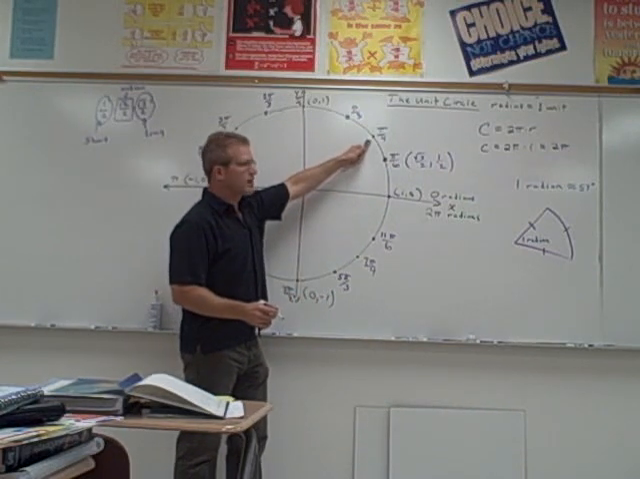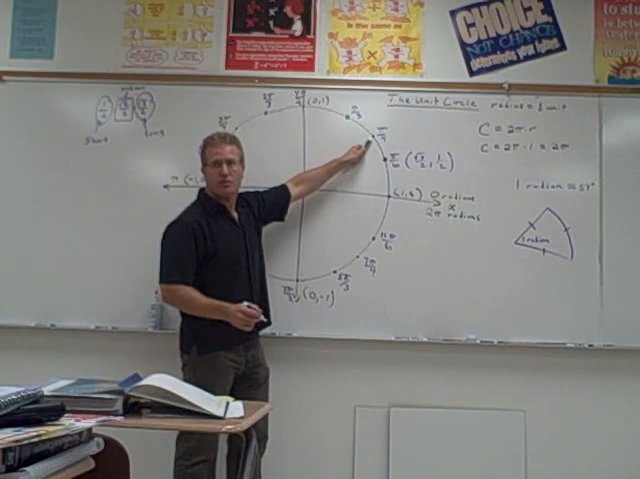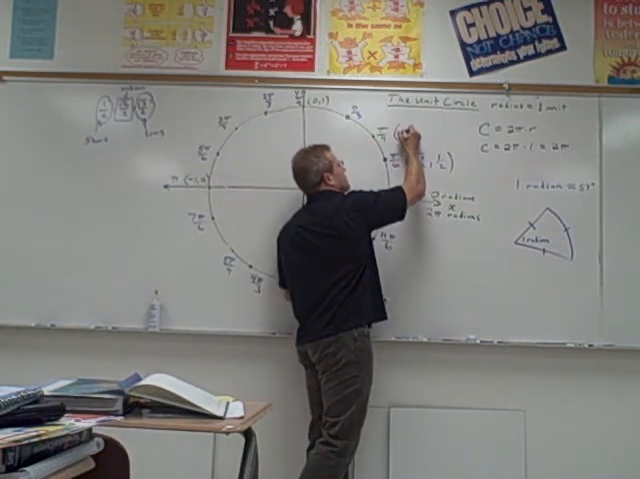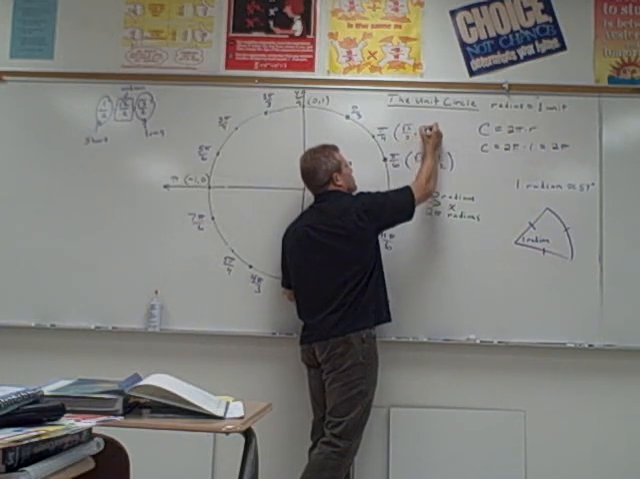If I'm in the middle of the quadrant, like pi over 4, then I'm going to go the medium distance over and the medium distance up. So square root 2 over 2, square root 2 over 2.